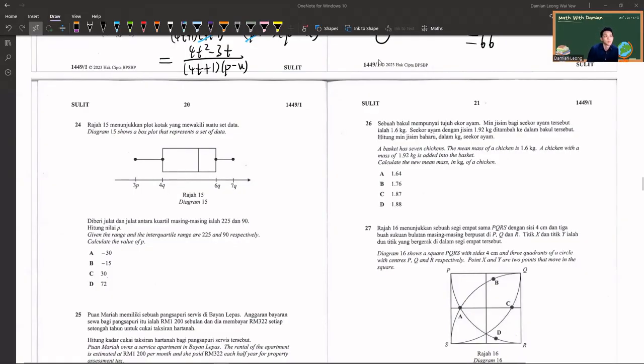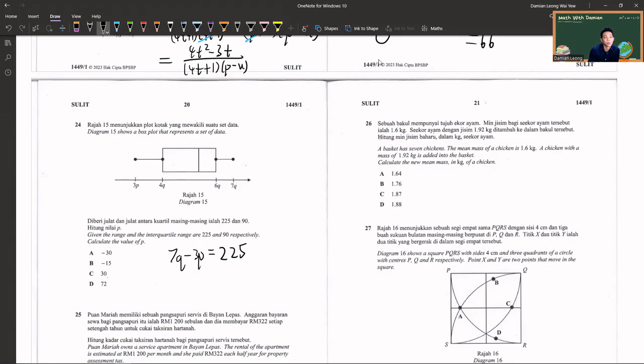So, ini merupakan nilai yang paling kecil, nilai yang terbesar. Sini merupakan mewakili kuartil pertama, kuartil ketiga, dan median di sini. So, julat adalah beza antara nilai yang terbesar dengan yang terkecil. Range is the difference between the highest and lowest value. So 7Q minus 3P equals 225. Okay. Julat antara kuartil, interquartile range is difference between third quartile and first quartile.